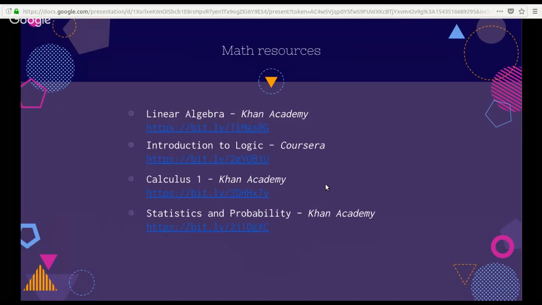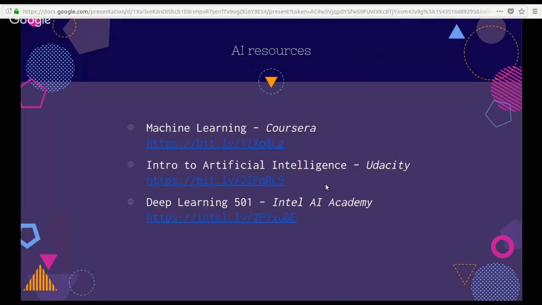So the next point is mathematics, so math resources. Here I've listed a number of classes. For example, on Khan Academy you can find a linear algebra course. On Coursera, you have Introduction to Logic. And again on Khan Academy, you have Calculus 1 and Statistics and Probability. Now, don't worry about not being able to access these links right now, because I'm going to share these slides with you, so just wait for my email and you're going to have this later. Cool. So now let's move on to AI resources.